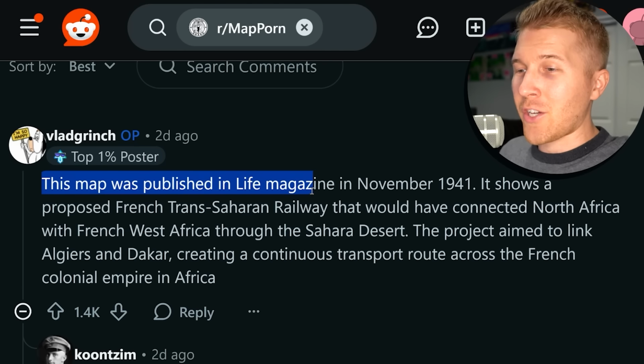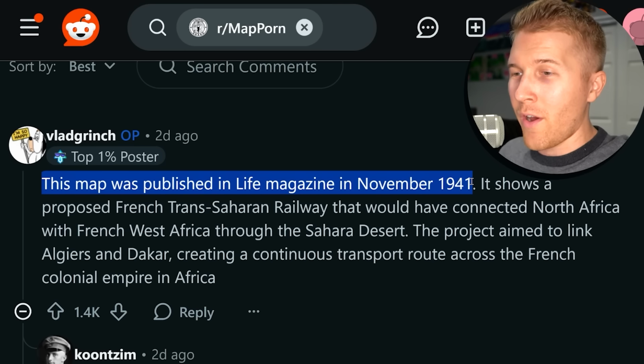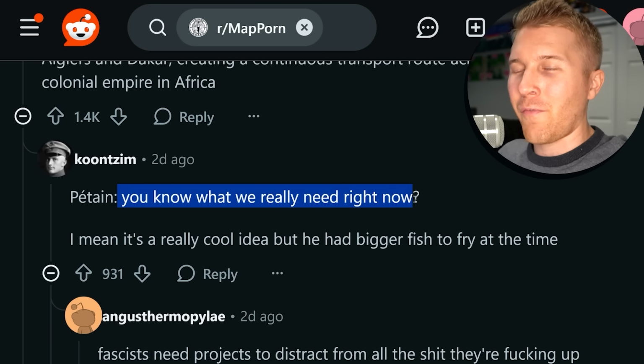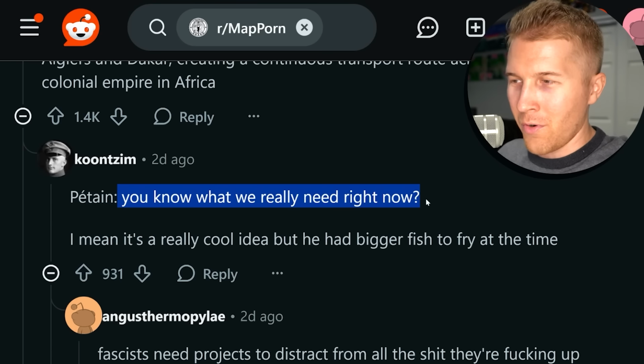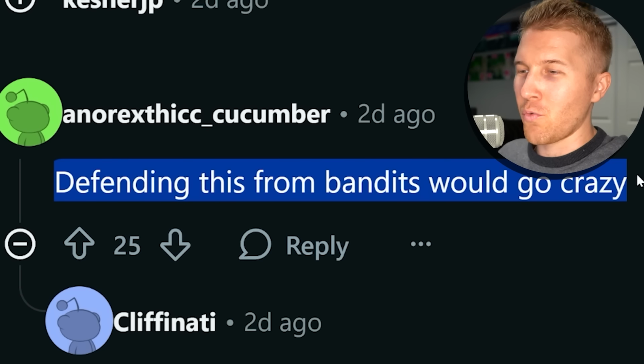That sounds like a blast. Slap one of those fancy fast Japanese trains through this environment, literally heaven on earth. That would be so amazing. Oh wow, so this map was actually published in 1941. Yeah, you would think they would have bigger fish to fry in the 1940s. Defending this from bandits would go crazy.